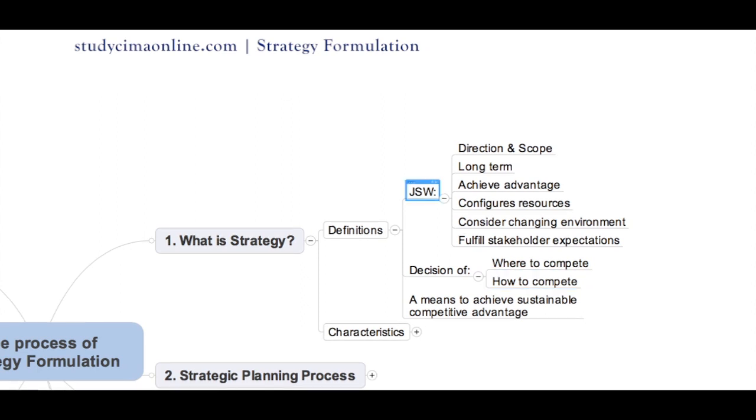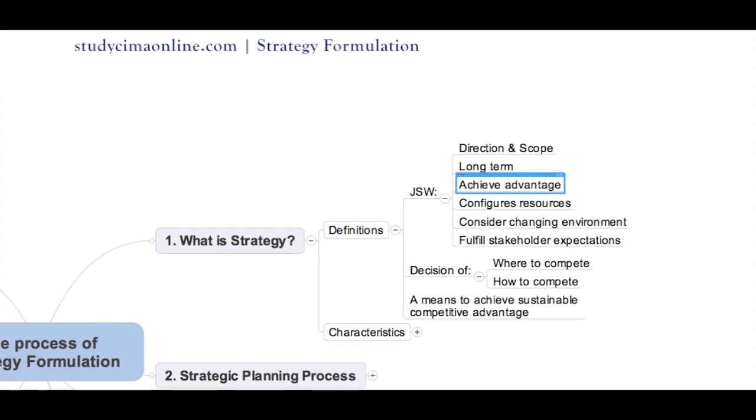When discussing strategies, we cannot forget the writers Johnson, Scholes, and Whittington. They have discussed some of the most important areas related to strategy in their publications. Number 1. Direction and scope. Where are you heading as a business and to what extent, how broad are you spreading? Number 2. The long-term nature. Importance of strategies to give a lasting impact.